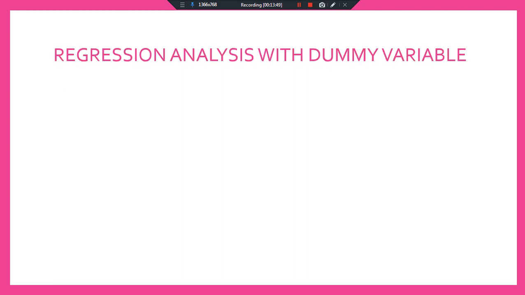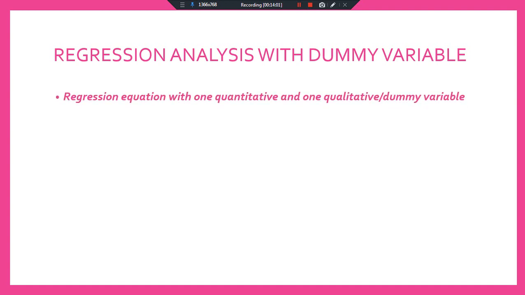Regression analysis with dummy variables. This is a more important discussion. Now we have regression analysis with dummy variables. Regression equation with one quantitative and one qualitative, or one dummy variable. Let's say we have a model here, yi is equal to beta naught plus beta 1 d plus beta 2 x plus u. Here we have one quantitative variable and one dummy variable.